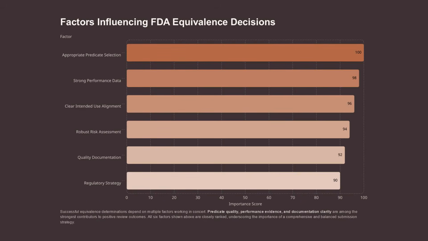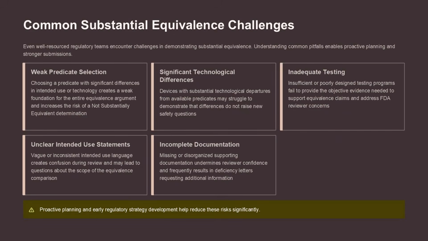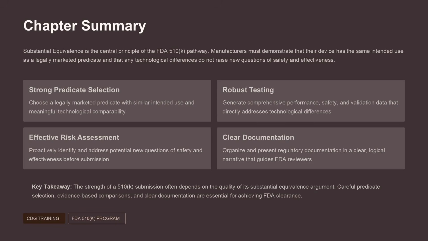Factors influencing FDA decisions include predicate selection, performance data, intended use alignment, risk assessment, documentation, and strategy. Common challenges in demonstrating substantial equivalence include weak predicate selection, technological differences, inadequate testing, unclear statements, and incomplete documentation. Substantial equivalence is key to FDA 510(k) compliance, requiring strategic predicate selection, robust testing, risk assessment, and clear documentation.